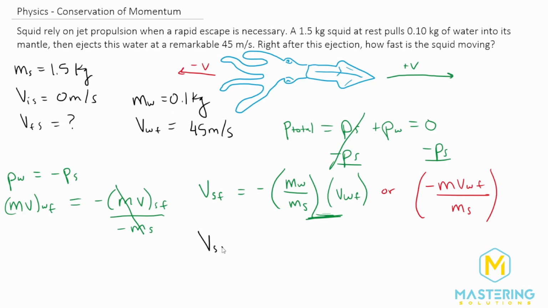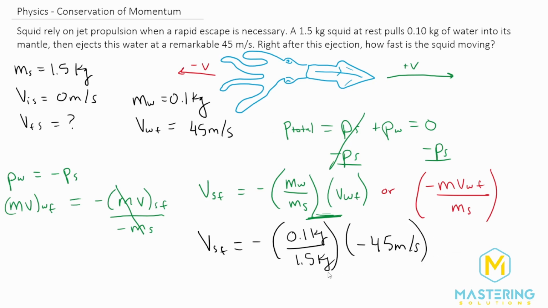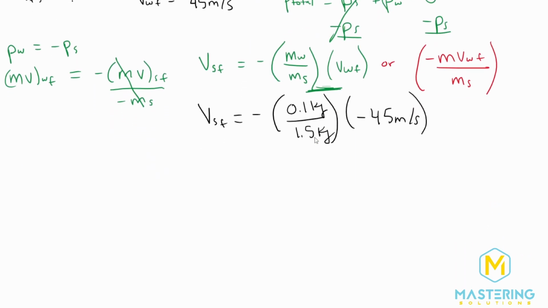So the final velocity of the squid is equal to negative mass of the water, which we said is 0.1 kilograms, divided by the mass of the squid, which is 1.5 kilograms. Now we're going to multiply that by the final velocity of the water, which we said is a negative 45 meters per second. We got the negative here from our picture right there. So now when all of this gets multiplied together, it will give a positive velocity like we know it has to be in our picture.